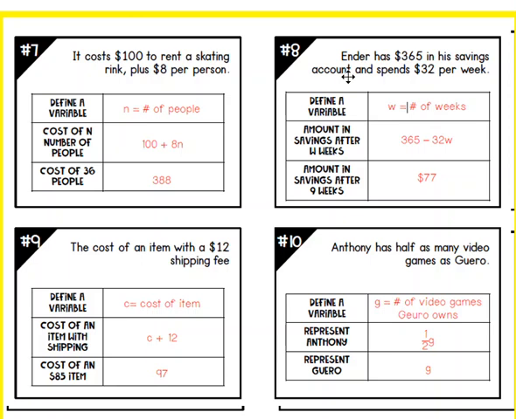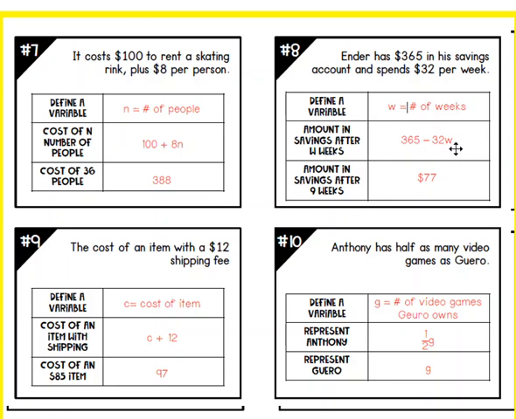For number 8, he has $365 in his savings account, and he spends 32 bucks per week. Well, what we don't know is the number of weeks that he's spending $32 per week. We know what he has in his savings. We know what he spends per week. We just don't know how long he's done this, how many weeks. So set your variable W equals the weeks. And then the amount in his savings after W weeks, well, what he started with, 365, minus $32 a week times the number of weeks he did that.